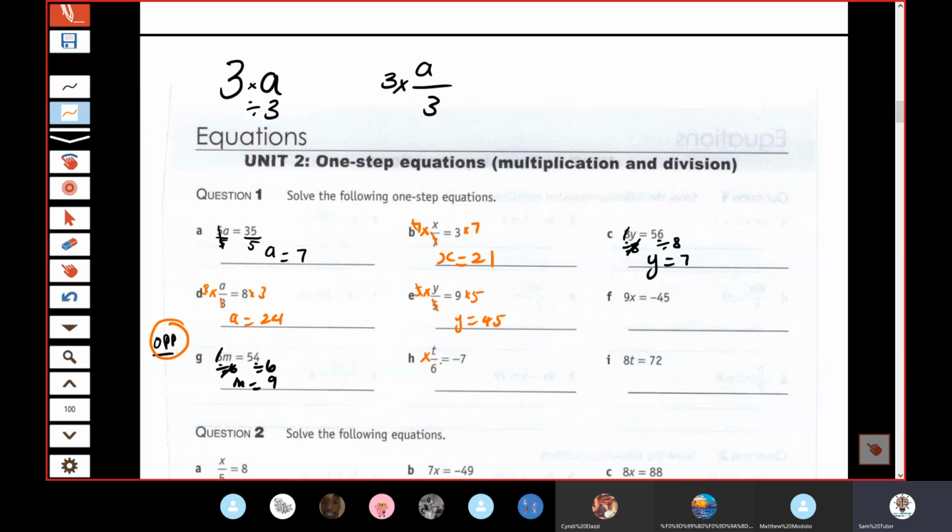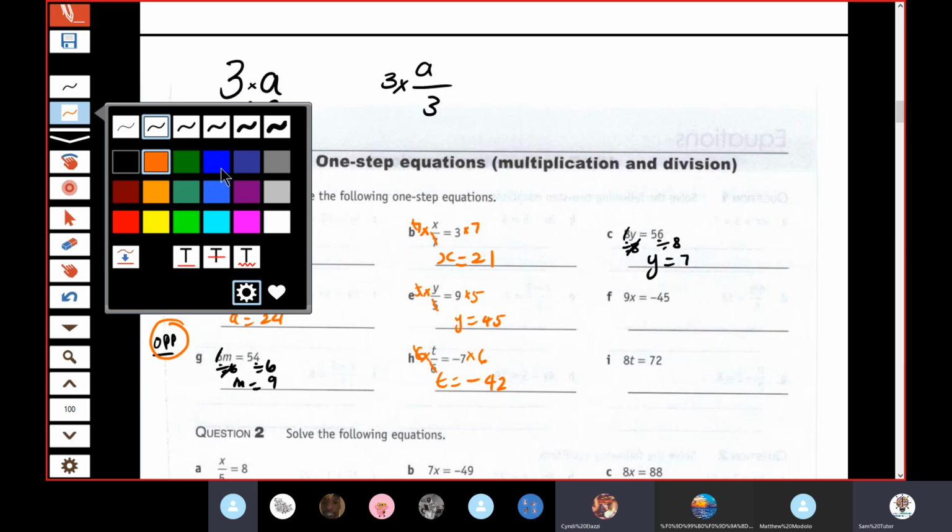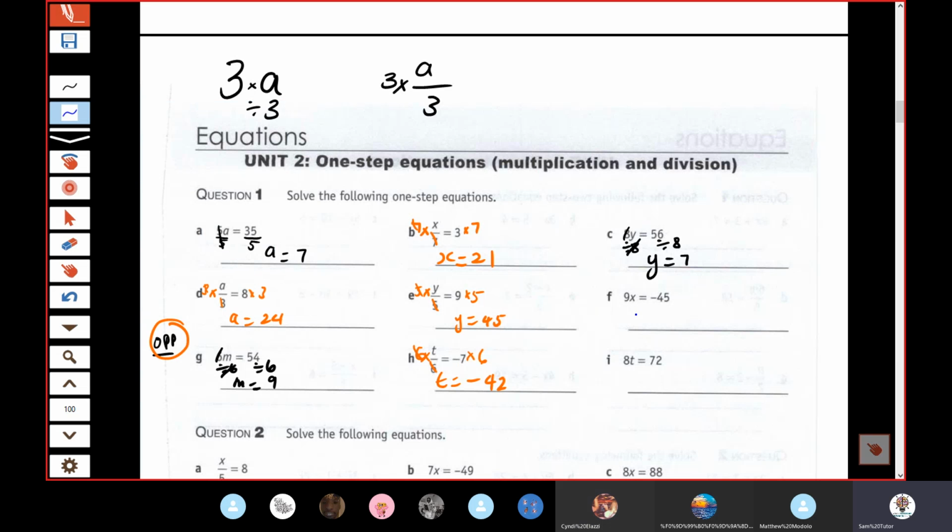So you're trying to get rid of the division of 6, so you times 6, then you times this one by 6, and that's it. So it's just negative 7 times 6, not negative 6. If this was a negative, then you would have said negative 6, but it's not. So that's perfect. All right. Okay. Let's do another one.